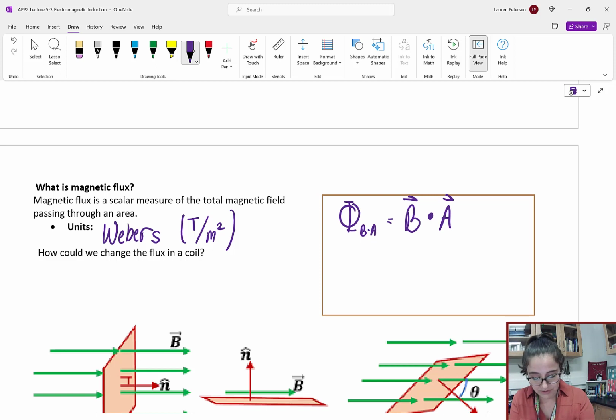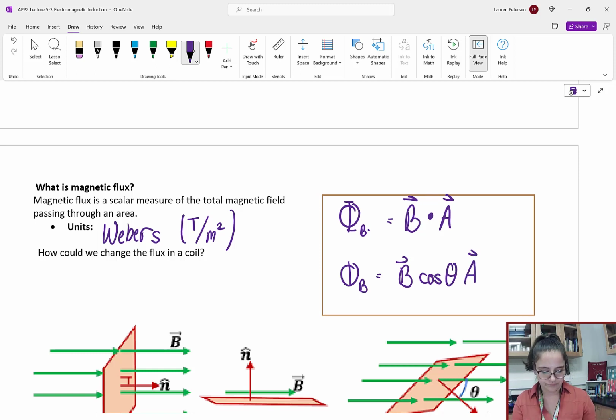There is the magnetic field dotted with the area, the dot product. But what that actually means is that the flux, the phi symbol is for flux, and the B means magnetic, is going to be B times the cosine of the angle between them times A.